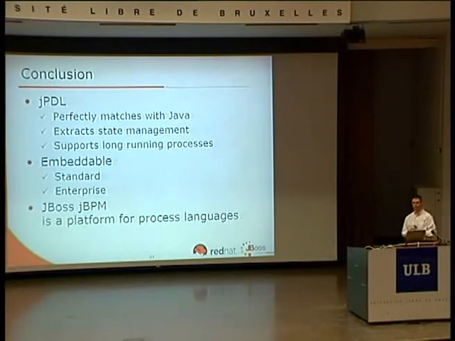So the conclusion, if you only remember one thing, is that JPDL is a good match with Java, and it abstracts state management from your software. And it supports long-running processes, which means wait states. It's embeddable, and JBoss jBPM in general is a platform for building process languages. We have three already implemented, and there's more to come. I think that sums it up, so we can open the floor for questions.